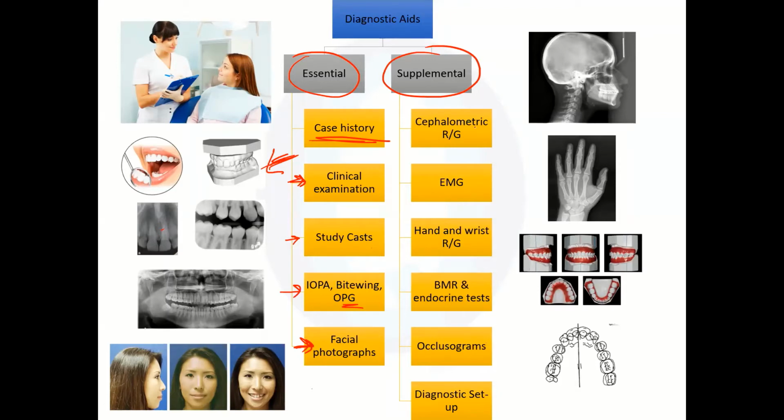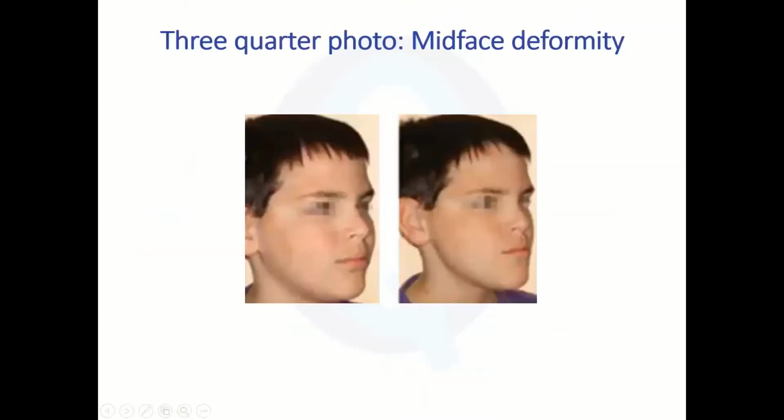The thing that you need to remember is cephalometric radiograph is a supplemental. Okay, it is not an essential aid. This is the question asked. And then you need to remember the diagnostic setup, which was given by Kesling. So this is one of the things. Then there is EMG, electromyography, then hand-wrist radiography, occlusion. These are all supplemental diagnostic aids.